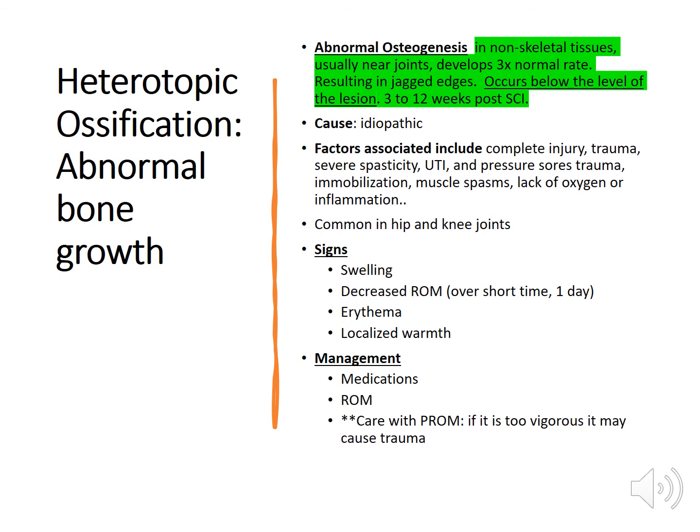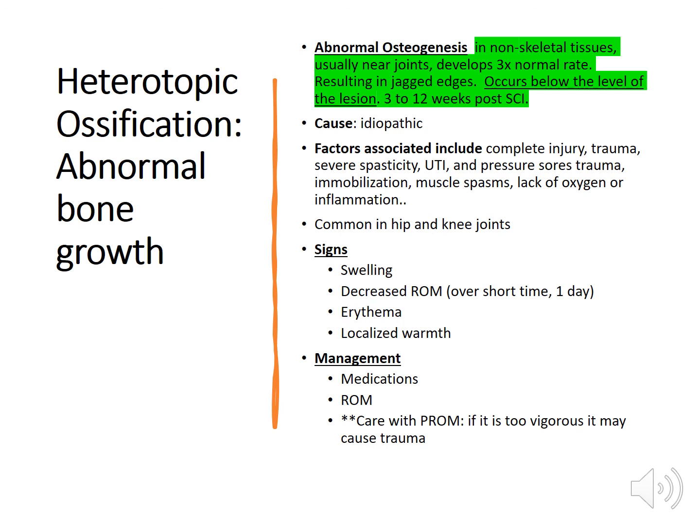It is most commonly seen in the hip and the knee joints, and the signs of this are going to be swelling. There's going to be decreased range of motion over a short period of time, typically within a day. There may be erythema as well as localized warmth in the area.